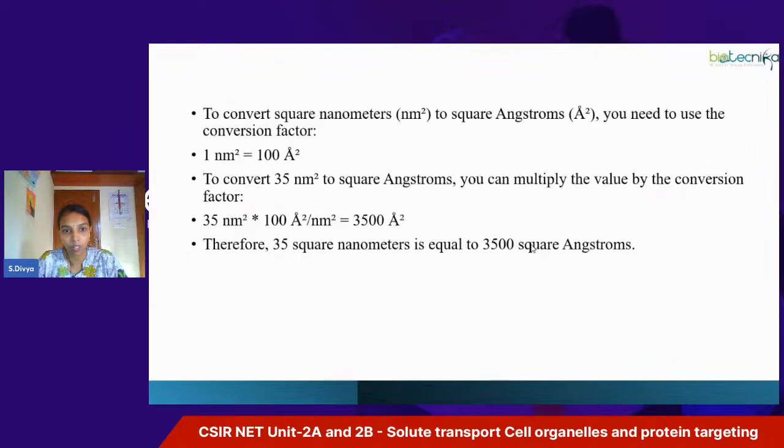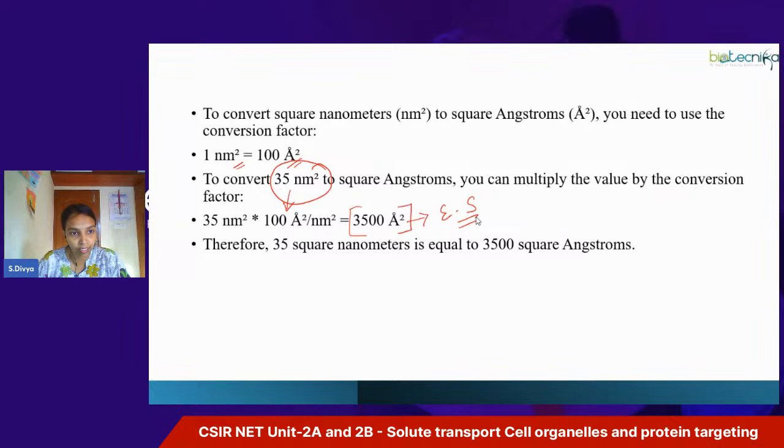So let's find out how it works. We know that 1 nanometer square is equal to 100 angstrom square. Now, if you want to convert this 35 nanometer square, all you need to do is multiply it with 100. Right? And what you will get? 3500 angstrom square. So this you can consider as the estimated size. Estimated size of what? Raft.